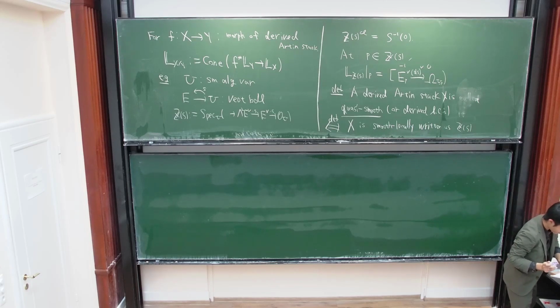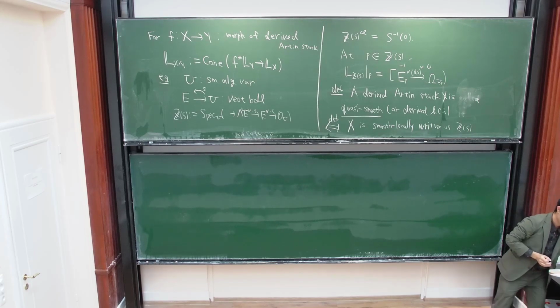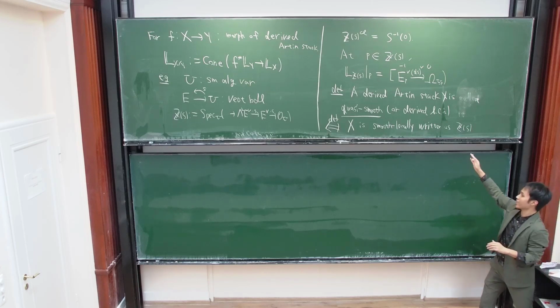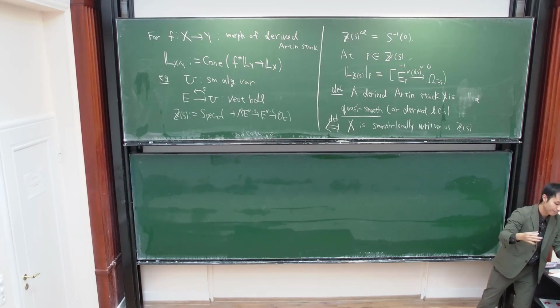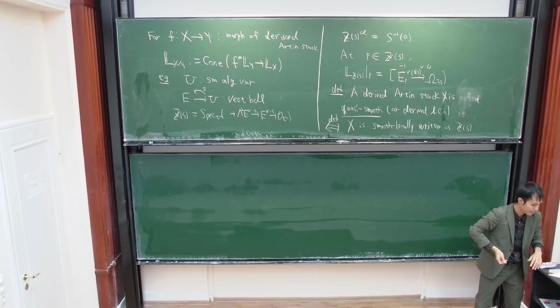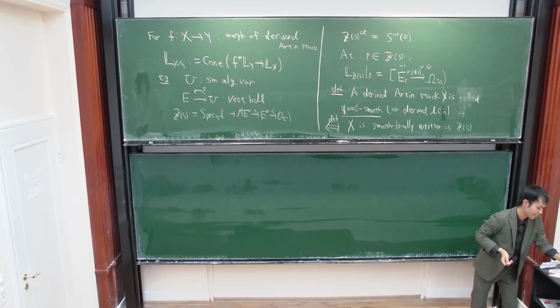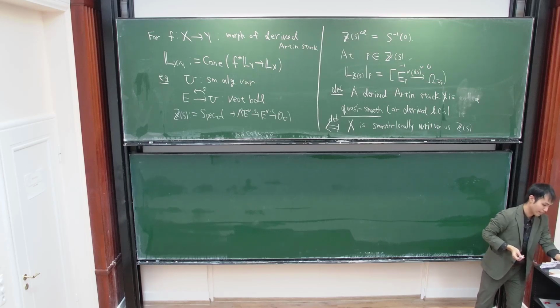Okay, so for later application, let me write. So yeah, as I explained before, quasi-smoothness is important in defining enumerative invariants. So I want to explain in what sense this is useful for defining invariants.